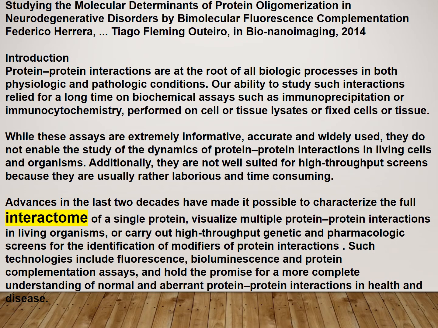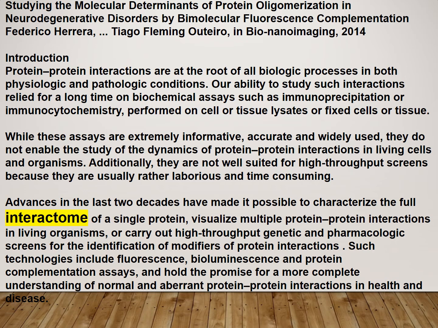And we would love to visualize these interactions in living cells and certainly carry out high throughput genetic and pharmacological screens for modifiers of these protein interactions. So do things like our diet, do things like chemicals in the environment, do they modify our protein-protein interactions? Is that part of a long-term issue we need to be aware of?